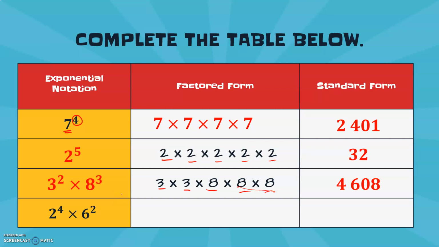Now let's have the last one. The exponent is 4 and the base is 2. So it means that we will have 4 2's. Then the other one is 6 raised to the power of 2. The exponent is 2 and the base is 6. So in factored form, that is 2 times 2 times 2 times 2 times 6 times 6. And if we simplify this one, the standard form is equal to 576.